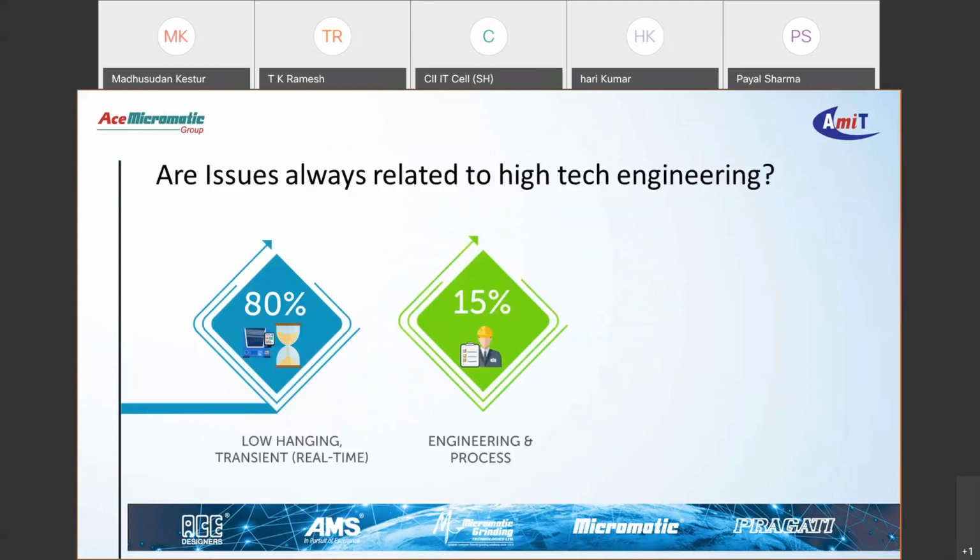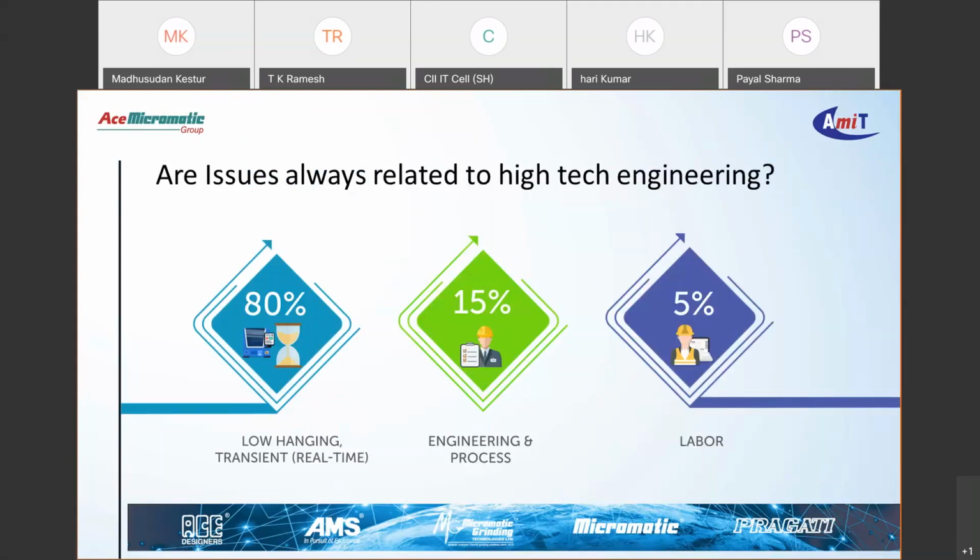In our own experience, we have come across many cases where most of the issues are routine in nature, they are low-hanging, transient in nature, and nothing to do with high-tech engineering. So this is one of the misconceptions that people tend to carry, that a lot of these issues are high-tech in nature. This is not really so. And in our experience, we have seen that only 15% of these issues may be addressed with better feed, better speed, better fixturing, etc. But 80% of the productivity increments are low-hanging in nature and can be addressed by monitoring systems, real-time monitoring systems.